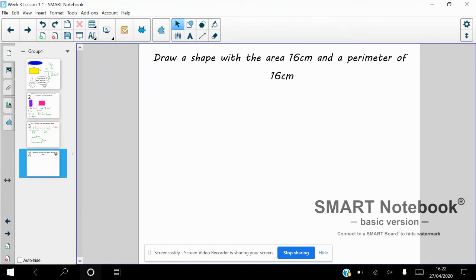Okay, here we're being asked to draw a shape with the area of 16 centimetres squared and a perimeter of 16 centimetres. So I'm going to think about the area first of all. I'm going to need to think about my factors of 16 and know which two numbers I can multiply together, which will give me an area of 16 centimetres squared. So I'm going to work my way through.